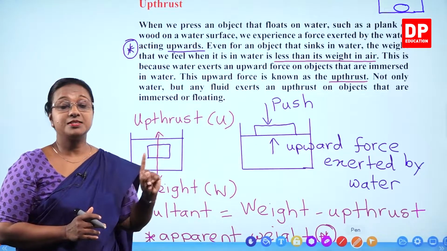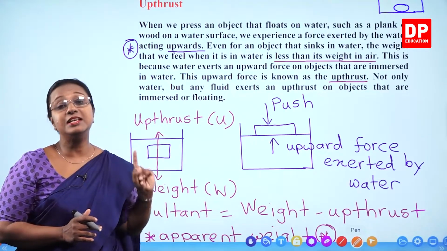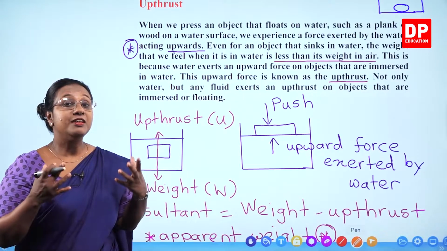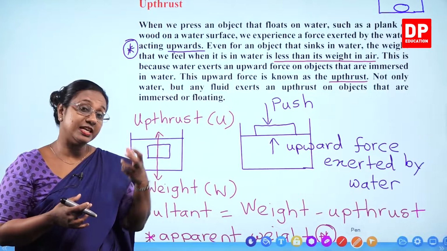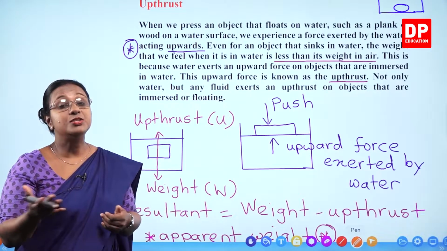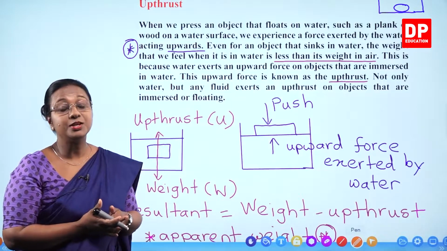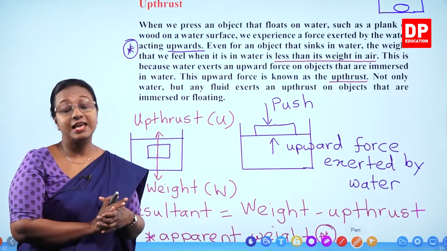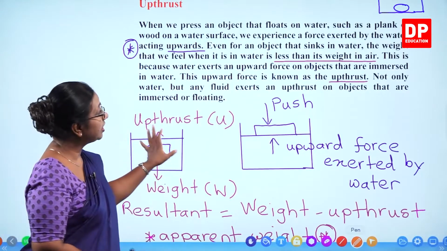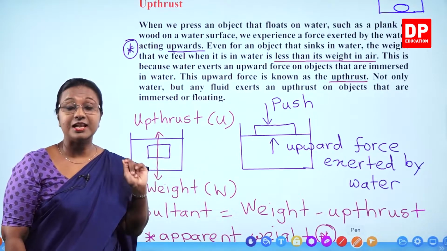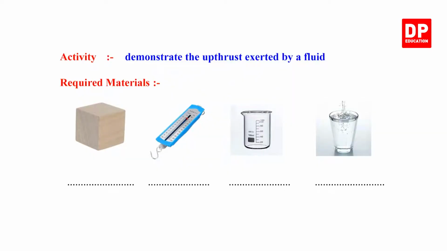Because this upthrust is acting opposite to the direction of the weight, when the object is in water, its weight is felt less. That is why we call it apparent weight. So we feel the weight as less than the weight in air. Now we will try to do an activity to understand this concept, that is upthrust.